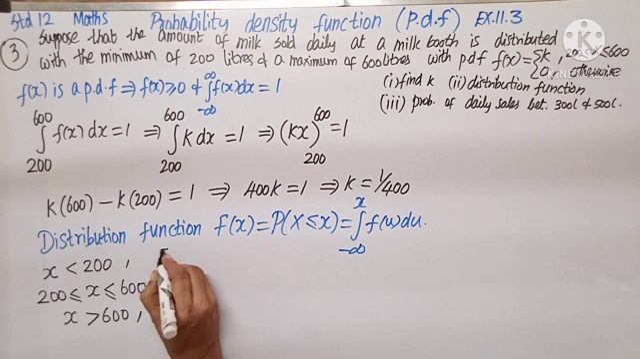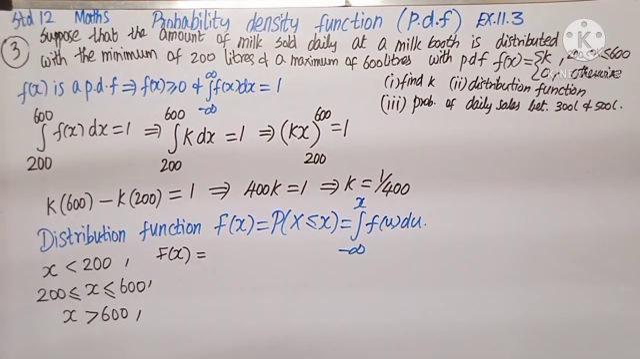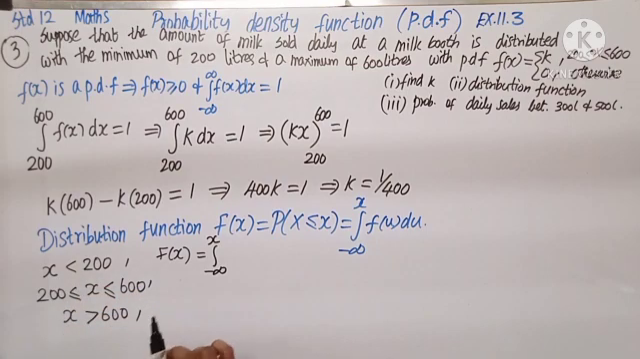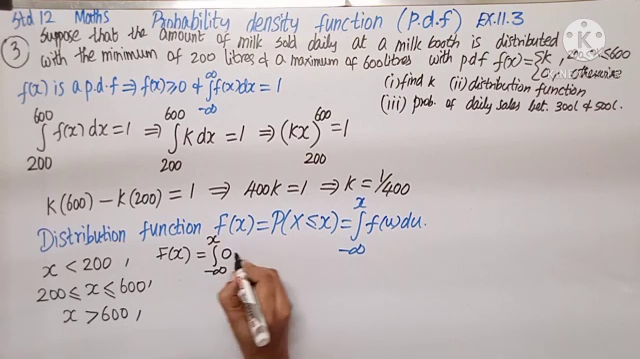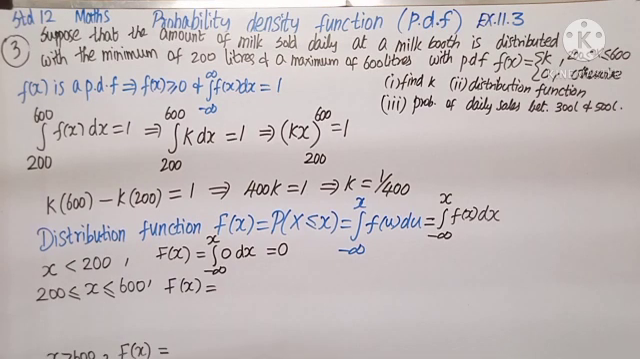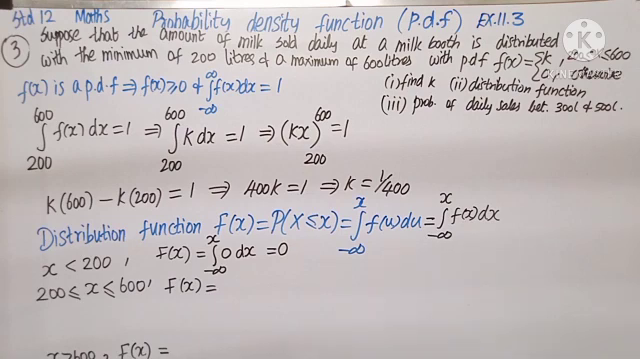How to write capital F of x? Integral minus infinity to x. Below 200, the function is 0. So I have minus infinity to x, 0 dx, and my answer is 0. Distribution function F of x can also be written as integral minus infinity to x f of x dx.